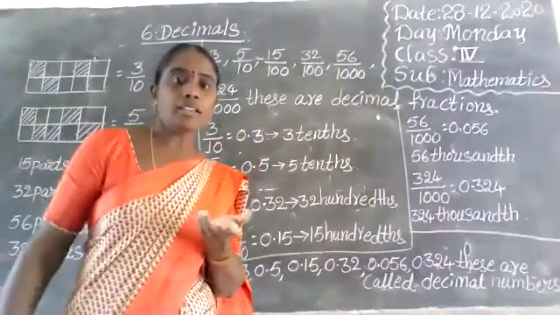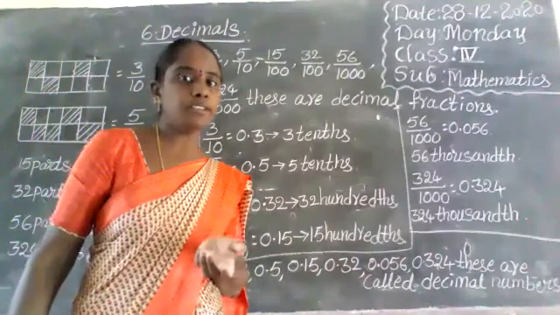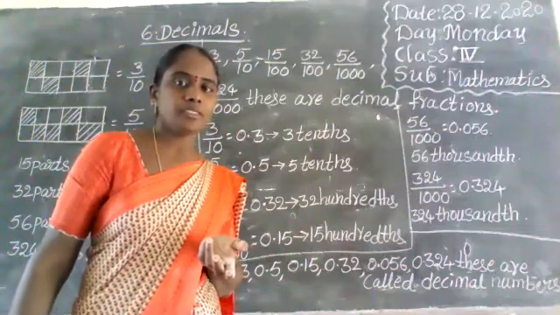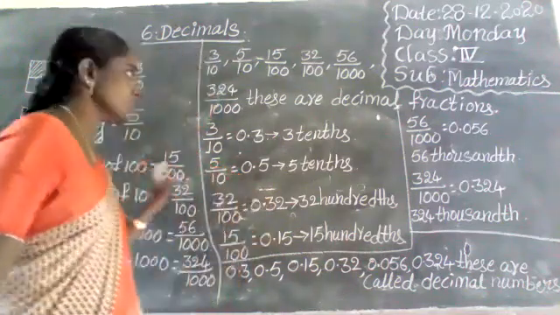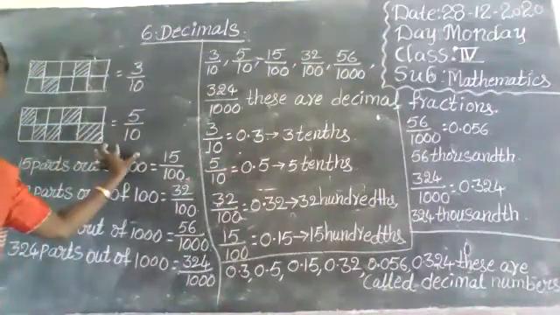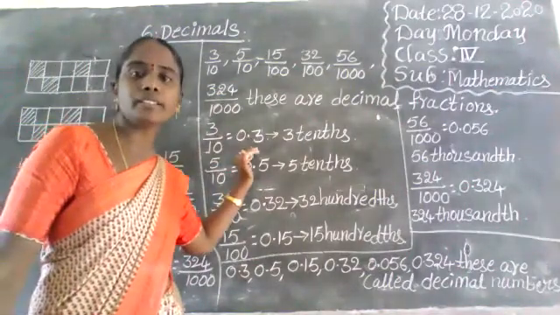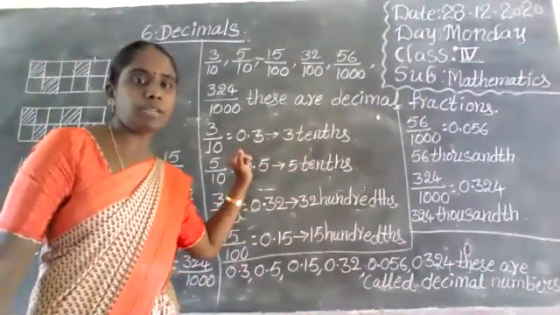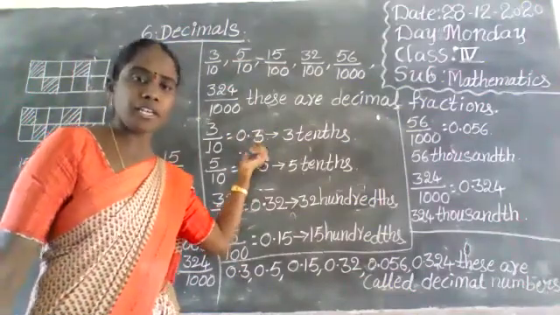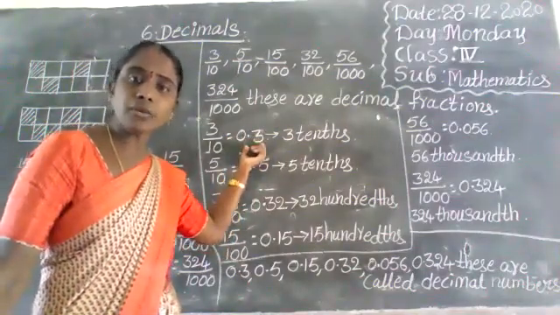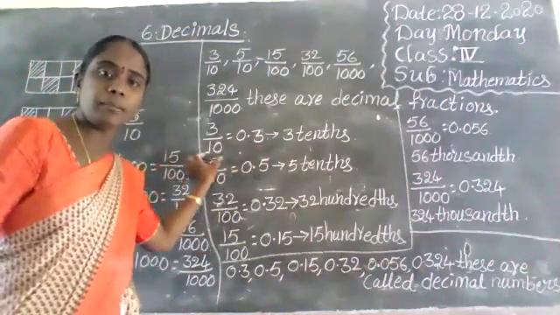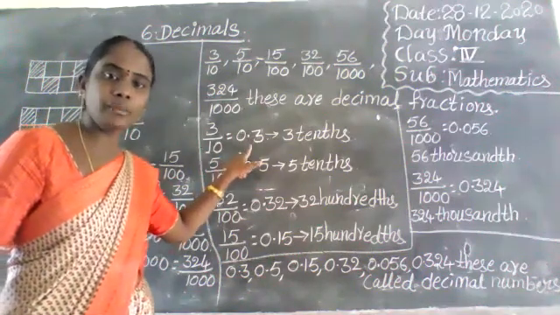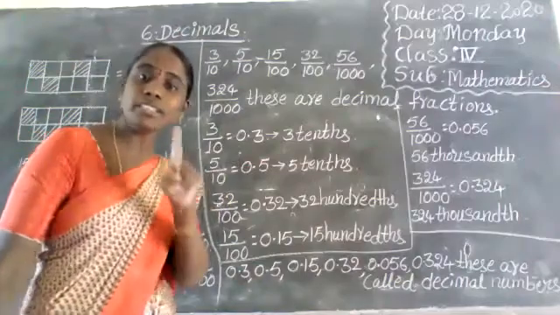You have an idea on decimals. What are decimals? How to write decimals? How to write a decimal fraction? Did you understand, children? Okay, good. First, these fractions only: which fractions have denominators 1000, 10, 100, those fractions only are called decimal fractions. From decimal fractions we can write decimal form. These are decimal numbers. Here 3 by 10, 3 tenths. In 10, there is one 0, so we have to write the point after 1 digit only, 0.3.